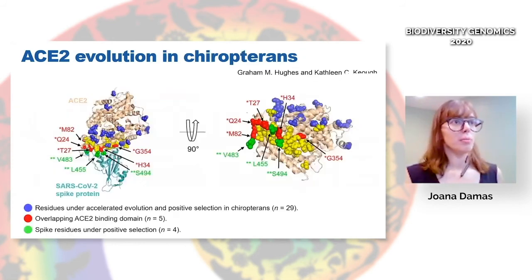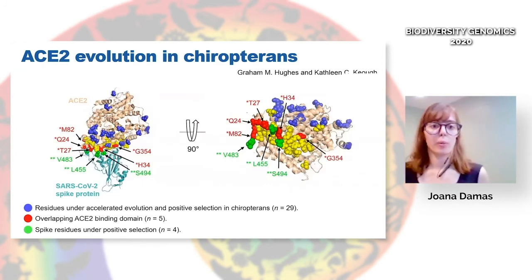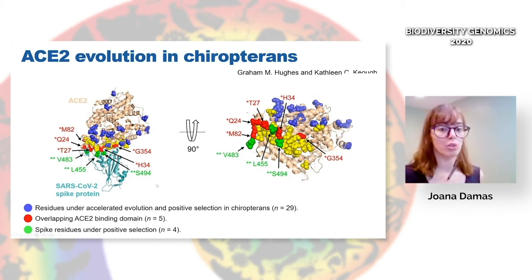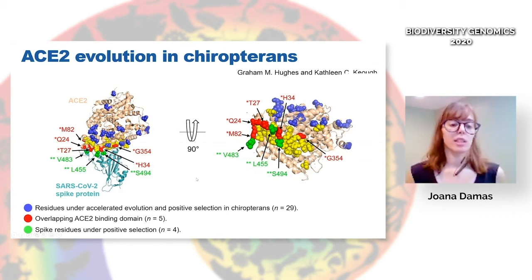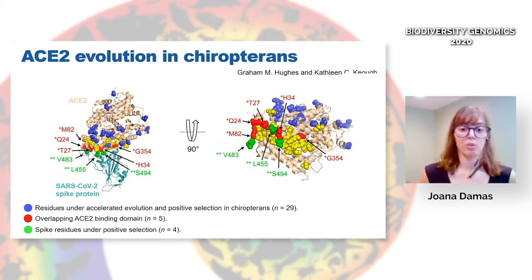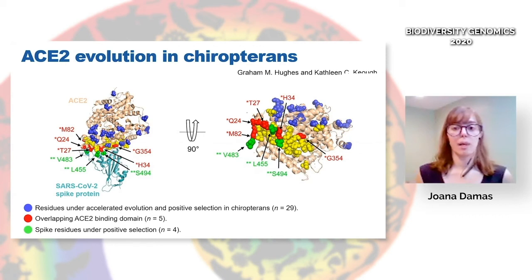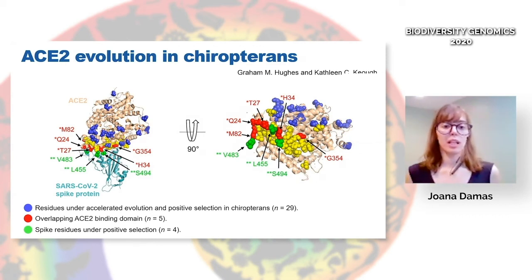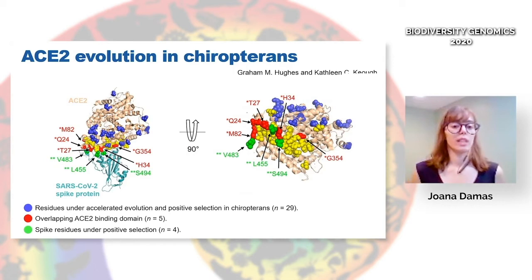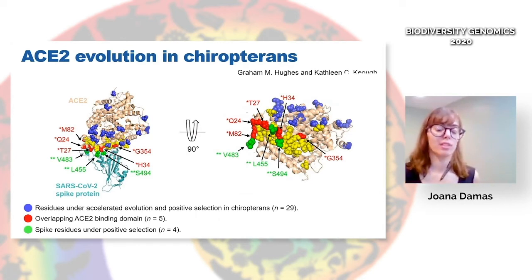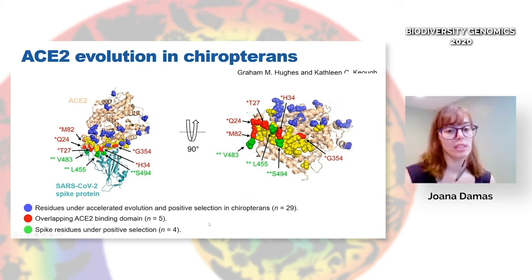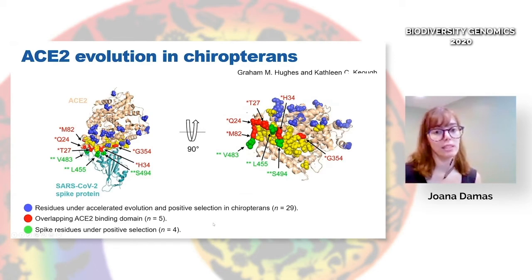This can also be seen in this figure here, where we have the structure of the ACE2 bound to the spike protein of SARS-CoV-2. And in blue, we have the residues that were found to be under accelerated evolution and also positive selection in the bats. There are 29 residues. And from these, 5 are overlapping with the binding domain, the red dots here. We also noticed that these are physically close to residues in the SARS-CoV-2 spike protein that are under positive selection, marked in green.